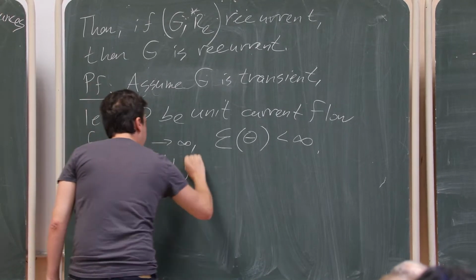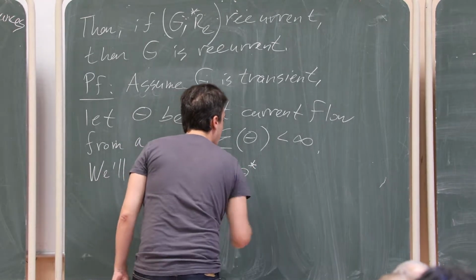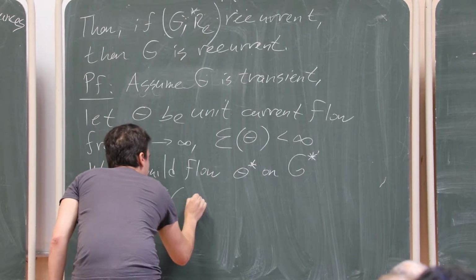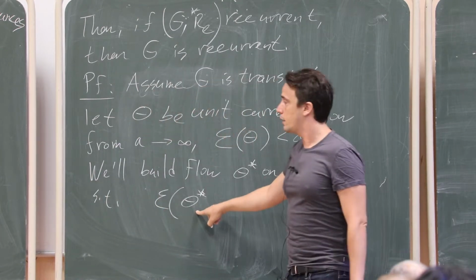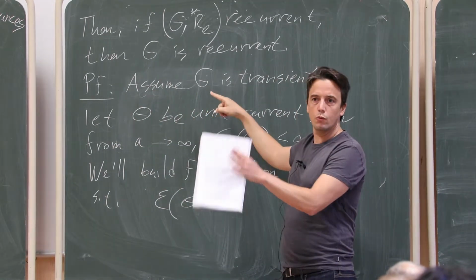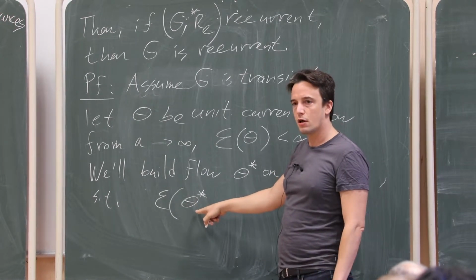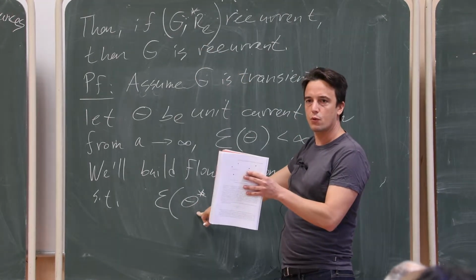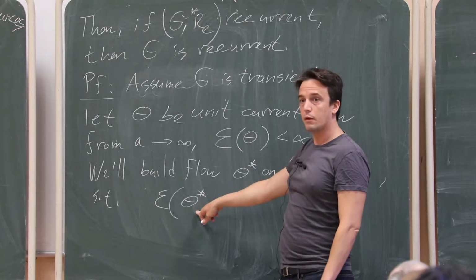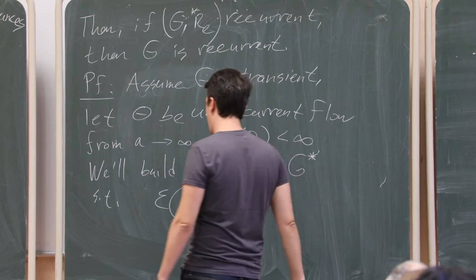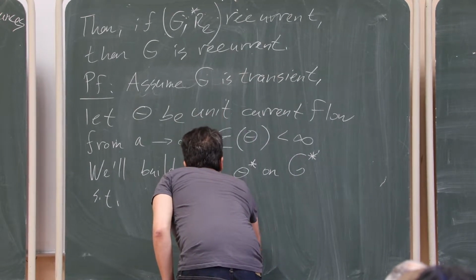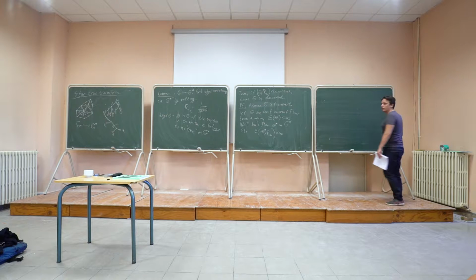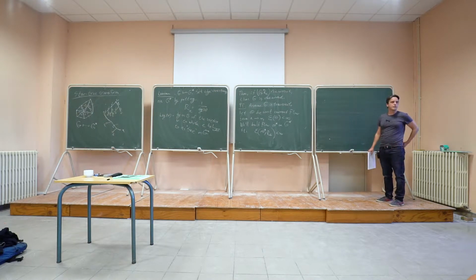So we will build a flow, let's call it theta star, on G star, such that the energy of theta star, now with respect to these resistances, is finite. It's not just the sum over the edges of the square of theta star, but for each edge I multiply the square by the resistance. And this is the new energy. This is what we want to prove, so that the energy with respect to the edge weights R of E is also finite. How am I going to do this? Let me tell you first what theta star is, and then we'll prove that its energy is finite.